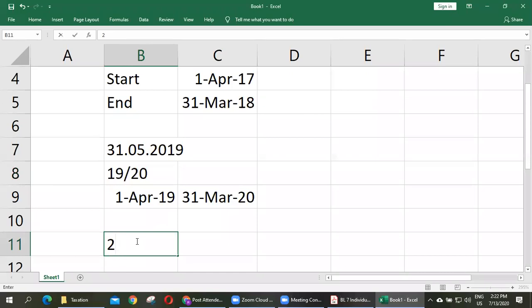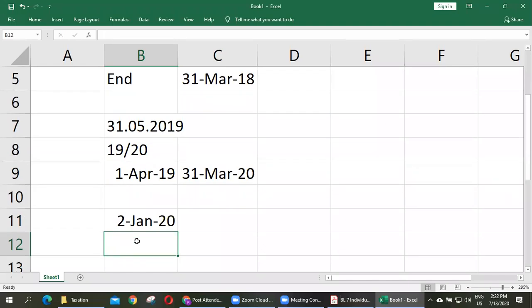Right. And 2nd January 2020. So this date falls on which year of assessment? 2nd January 2020. Please tell the answer on chat box. Yes, exactly, 1920. Good. Everybody got the idea. Good. You have to clearly decide on which year of assessment it falls.